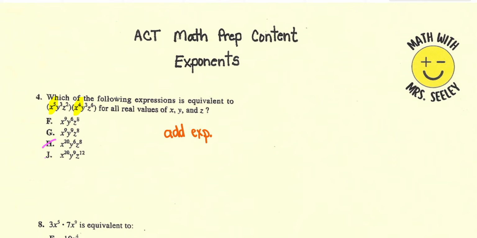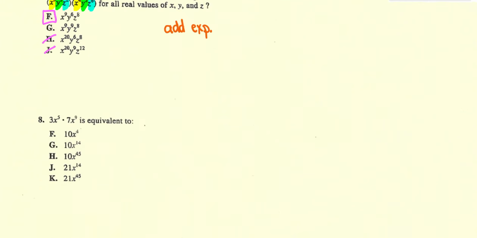So I know my answer has to be F or G. Then I'm going to take y to the third times y to the third and add those together and get 3 plus 3, which is 6. So I know my answer is F. Just for practice sake, 2 plus 6 would have given me that 8 as well. All right, let's take a look at the next one.